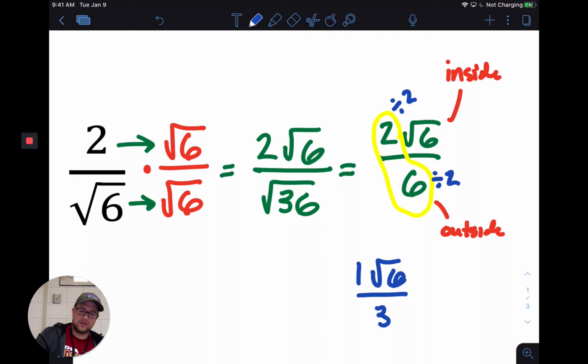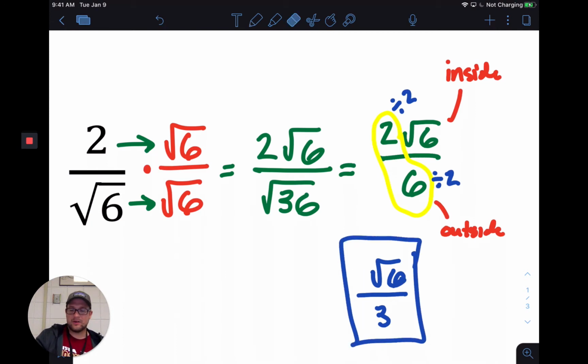And this could be our final answer. It is important to note that this one is a take it or leave it piece. You don't have to have that one. You can, though. It doesn't make it right or wrong. And again, the last piece is these two cannot be reduced because, again, one is inside and one is outside.